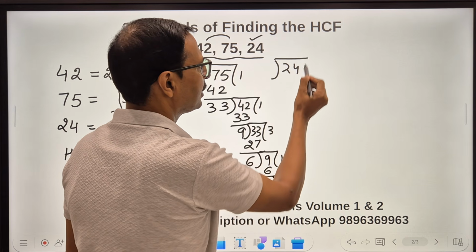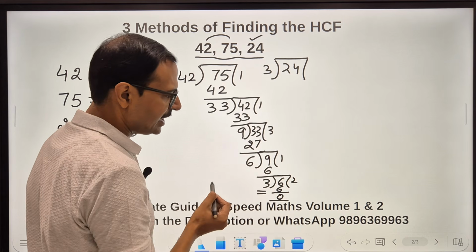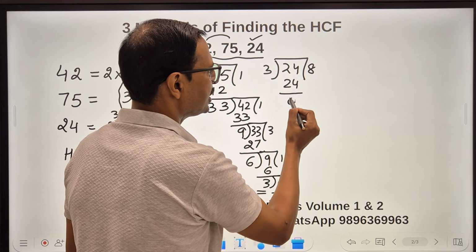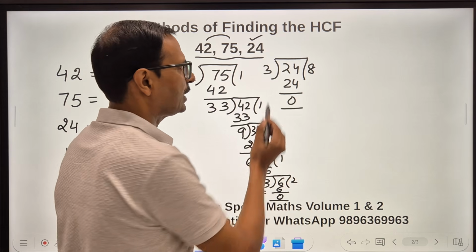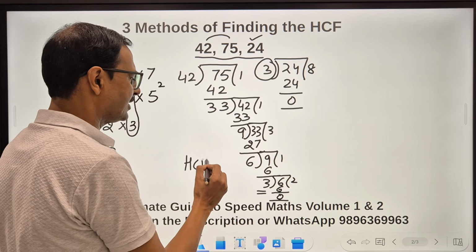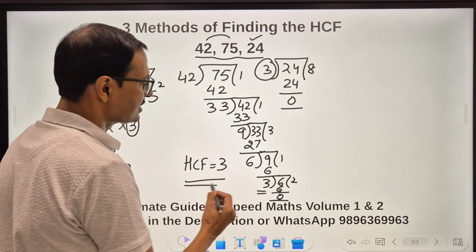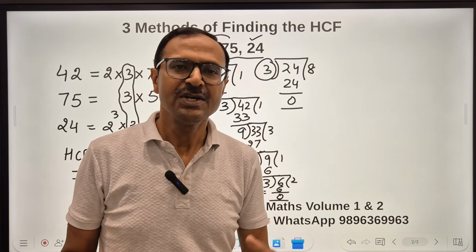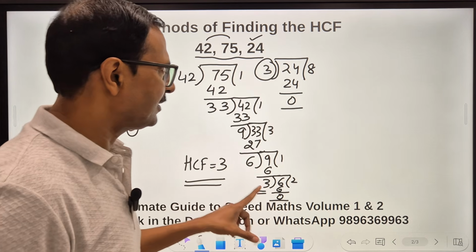So 24 divided by the last divisor 3 gives me automatically 8 as the quotient and 0 as the remainder. And so the last divisor is 3, and therefore the highest common factor of the three numbers is 3. Now this is what is used in big numbers like 3-digit numbers, 4-digit numbers. Students tend to use this method.